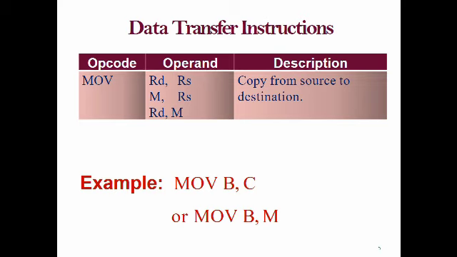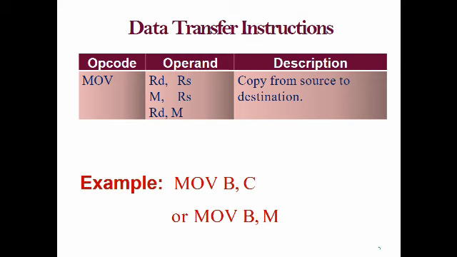Similarly, MOV M, Rs will copy the contents of source register R into the memory location. Similarly, MOV Rd, M will copy the contents of the memory location to the destination register. Here memory location M refers to the address specified in the HL register pair. For example, MOV B, C will copy the contents of register C into B. MOV B, M: whatever the contents of the memory location pointed to by the HL register pair, they will be copied into the register.